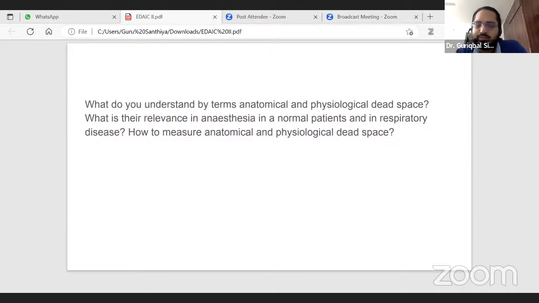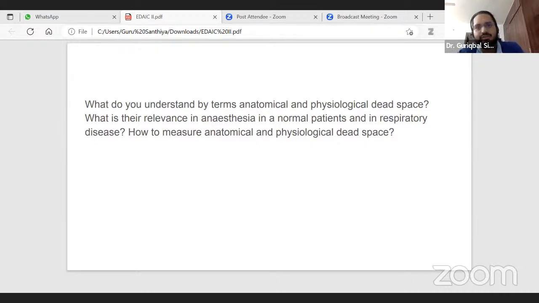While physiological dead space, we measure by Bohr's equation, which is Vd by Vt is equal to the difference of arterial partial pressure of carbon dioxide and end tidal carbon dioxide, divided by arterial partial pressure of carbon dioxide. It's normally around 1/3 in a normal patient. And usually the significance is that with general anesthesia, the dead space is increased. Positive pressure ventilation increases the dead space. Positive end expiratory pressure would increase it.